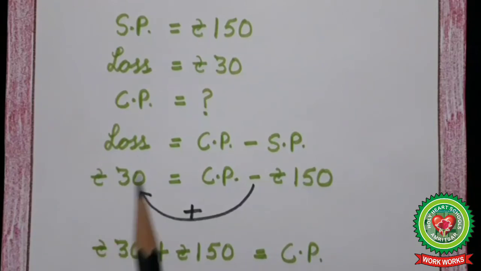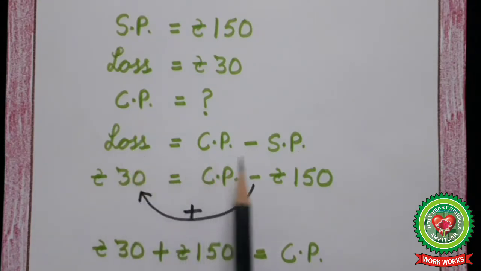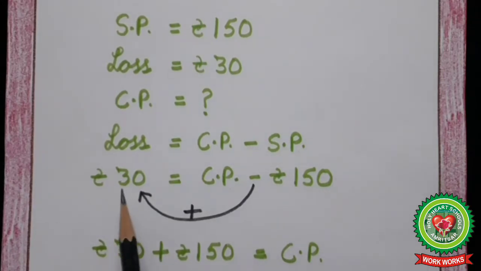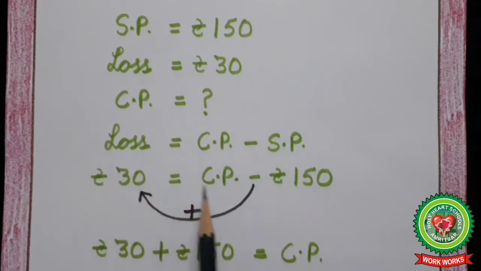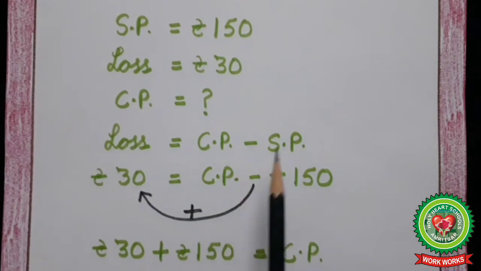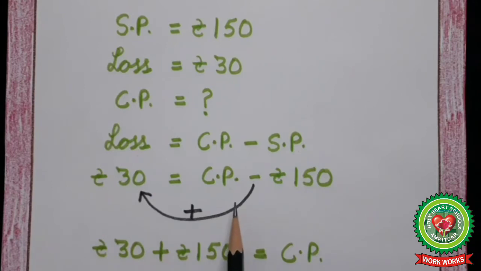In this question we have been given loss, so we will apply the formula of loss to solve this question. We know loss is equal to CP minus SP. After that, substitute the values. Loss rupees 30 is equal to CP, which we need to find, minus SP, which is rupees 150. Always remember that cost is always positive. Whenever there is a minus sign with the cost, shift it towards the other side.